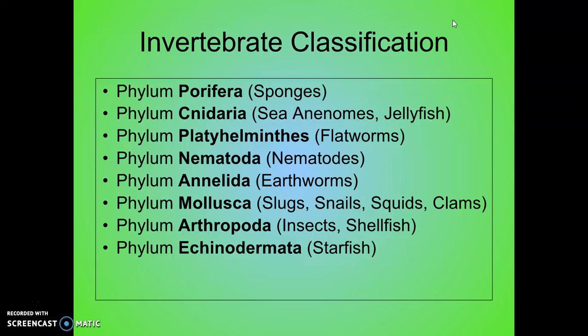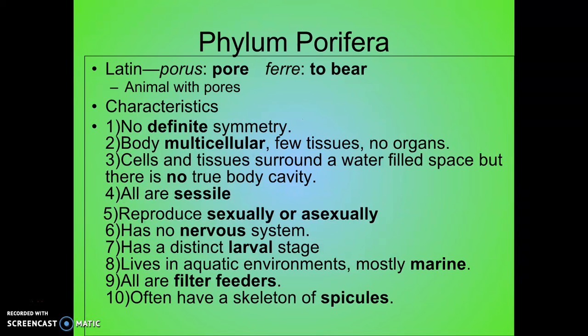These are the different phyla that we are going to talk about. So you probably want to pause the video to get these written down really quickly. The first one is phylum Porifera. That comes from the Latin words porus and fere, which means to bear pores. These guys are super simplistic. They have no definite symmetry. Their body is multicellular, but there's very few tissues. There's no organs, no true body cavity. They are all sessile, which means non-motile, which means non-moving, unless they're picked up by a current.